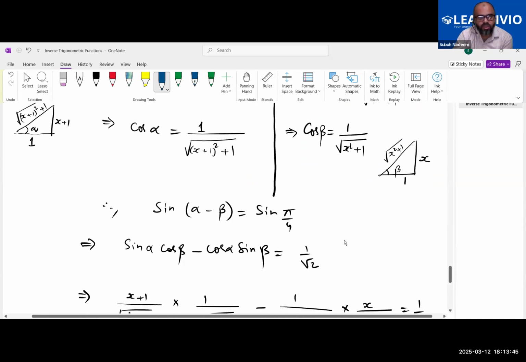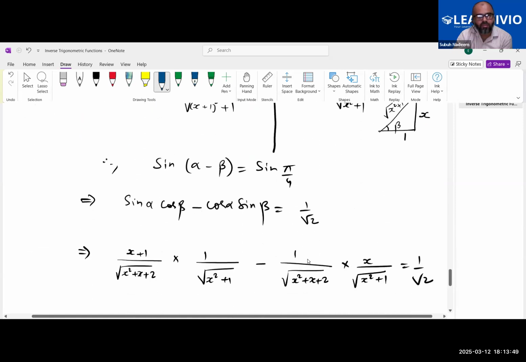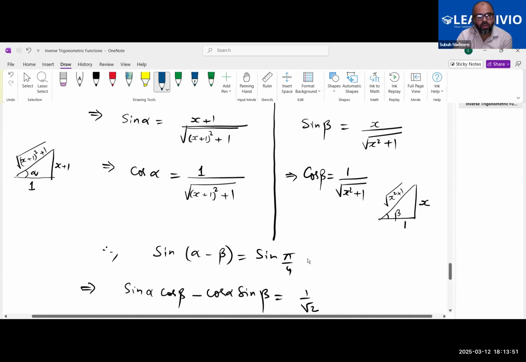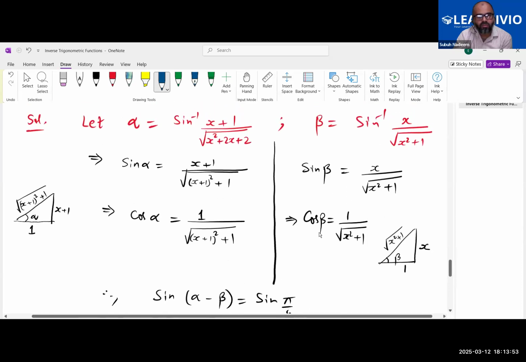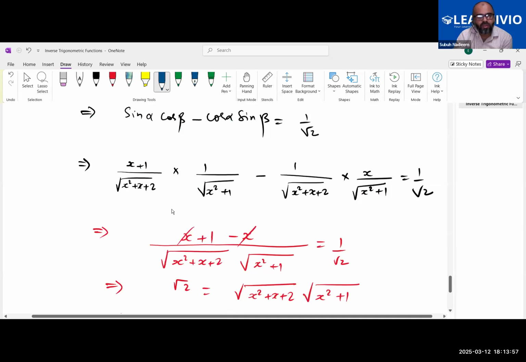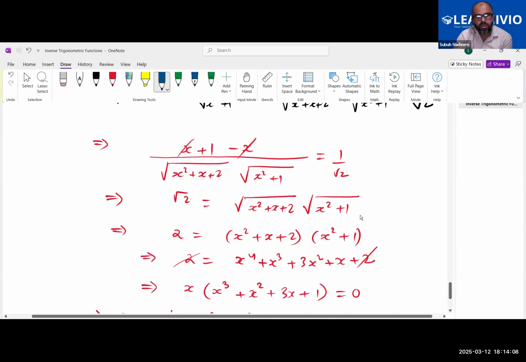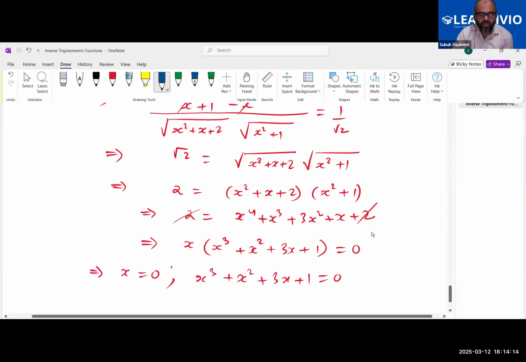So we take it as 1 by root 2, sine alpha cos beta. So x plus 1 by this term we will get, fine. And cos alpha sine beta is x by this we are getting, okay, is equal to 1 by root 2. So when we take the LCM, it will be x plus 1 minus x, okay. This is 1 by root 2. So x square plus x plus 2 into x square plus 1 is equal to root 2, is equal to 2. This is fine.